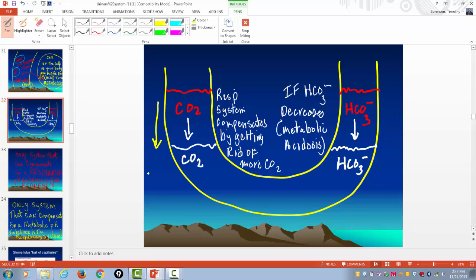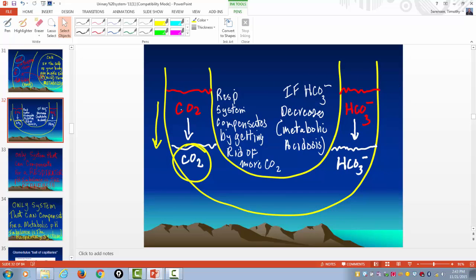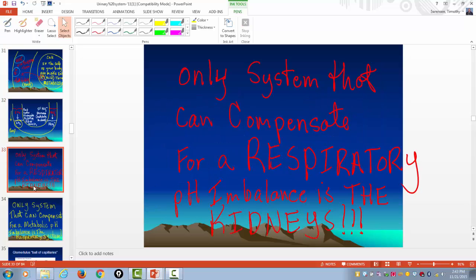It's going to get rid of more CO2 than normal because CO2 is an acid. So if you're making acid at the level of the cell, you have to get rid of it at the level of the lungs. So again, the only system that can compensate for a metabolic acidosis is, of course, our buddy, our pal, the respiratory system. And I'm going to write that down, and I did.